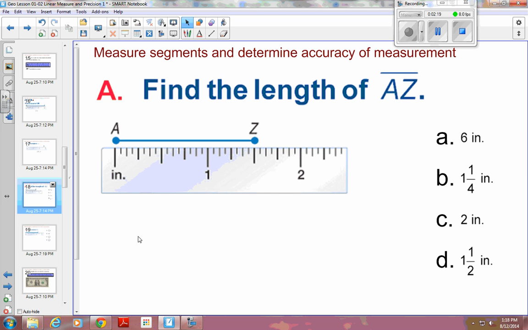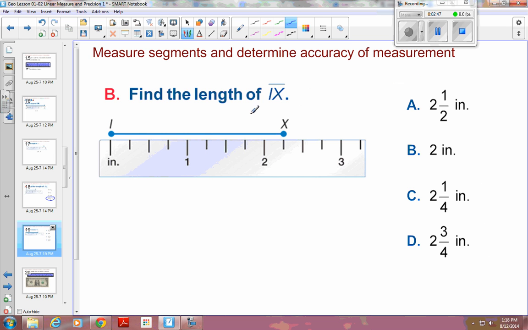Okay, on this one we got a multiple choice, so take your best guess. If I'm looking here, 6 inches is obviously wrong. 1 1/4. This line is your 1/4, so that's not right. 2 inches, 2 inches is all the way over here. 1 1/2, yeah, this is the big line right in the middle, so that's 1, and that's 1/2, so this is 1 1/2 inches. So the answer on this one should be D.